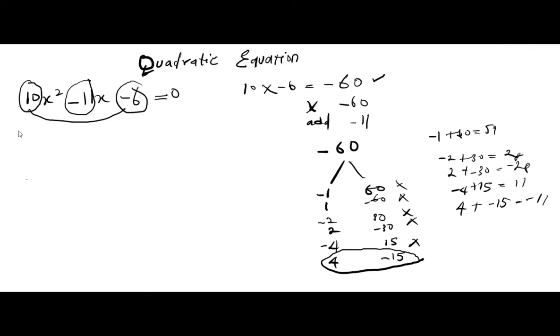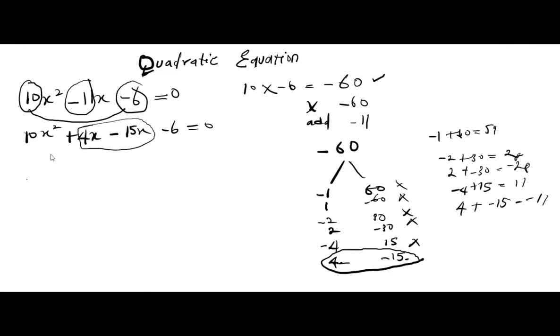So you have 10x squared. Instead of negative 11x here, you write 4x minus 15x minus 6 equals 0. So instead of this negative 11x, you write out the factors, this 4 and negative 15. So you have plus 4x minus 15x, because the 4 here is positive and the 15 here is negative. That's why you have negative 15x minus 6 equals 0.